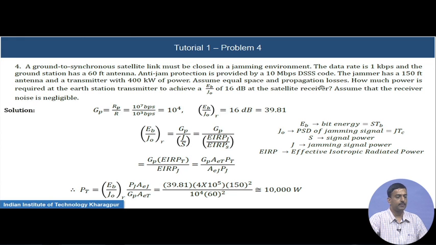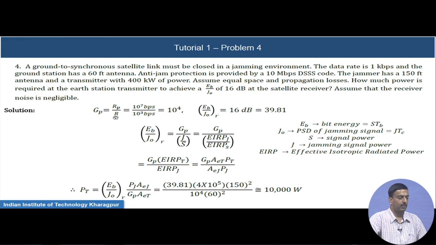The question is to find out the transmit power of the earth station, assuming that we need an Eb/J0 ratio, where Eb is the bit energy and J0 is the power spectral density of the jammer signal. So we need an Eb/J0 of 16 dB at the receiver, and we moreover assume that the receiver noise is negligible, which is the reason why the noise power spectral density N0 is not considered in the denominator of this Eb/J0 expression.